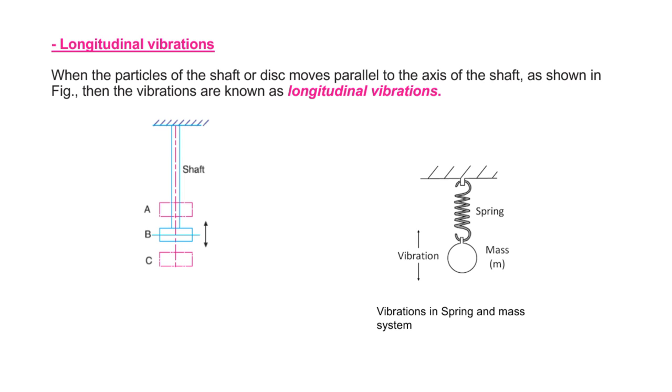When the particles of a shaft or disc move parallel to the axis of the shaft, that is, the vibration along the length of that shaft, it is called a longitudinal vibration. In this first example of shaft and disc, as well as in the second example of spring and mass, if that disc or mass is displaced along the length of the shaft or spring and released, then the vibration of the shaft as well as the spring will be along or parallel to its length. This type of vibration is called a longitudinal vibration.